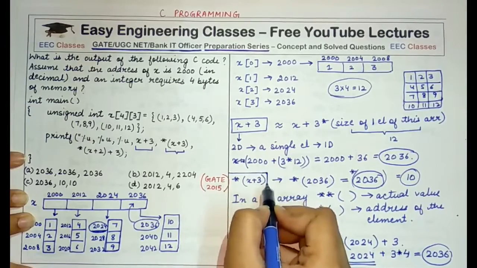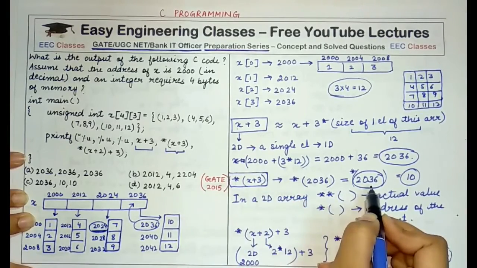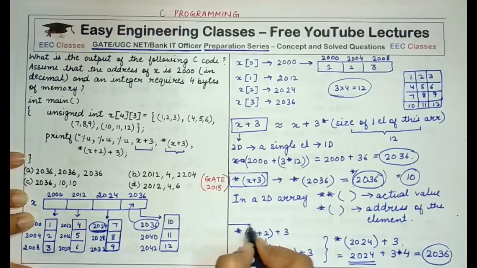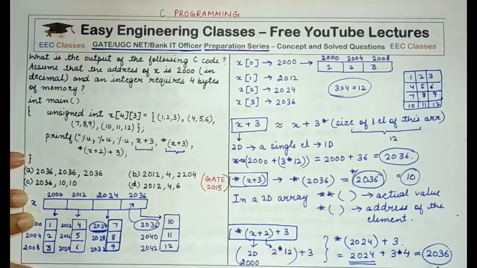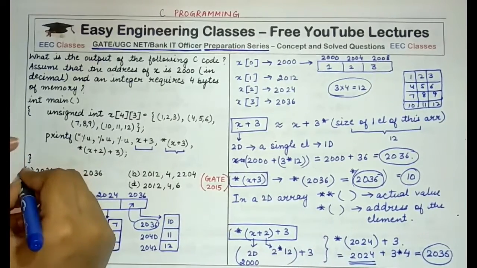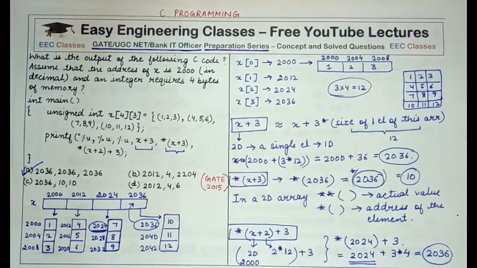X plus star of x plus 3 also gave us 2036, and the last expression also gave us 2036. So the correct option is A. Alright, so please don't get confused in such questions.